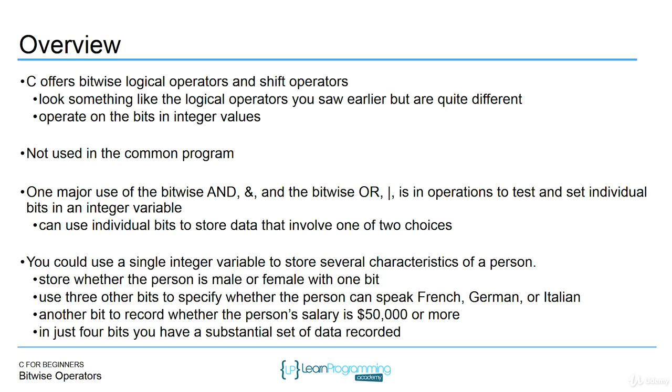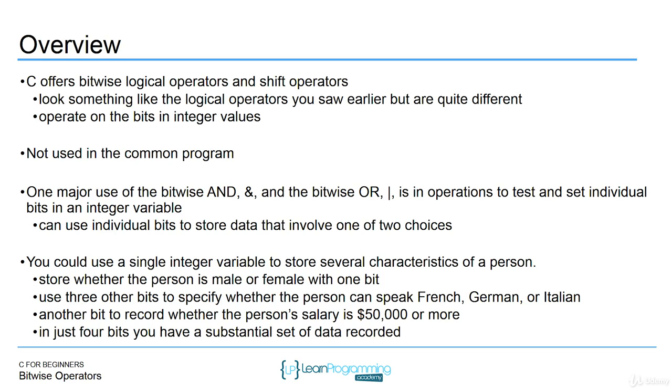Then you could use 3 bits to specify whether the person can speak French, German, or Italian. So one bit could represent French. If it's 0, that means they don't speak French. If German is 0, that means they don't speak German. If it's 1, it means they do speak German. So by turning these bits off and on, setting them to 1 or 0, you can represent a lot of data. You could have another bit to record whether the person's salary is $50,000 or more. If it's 1, it's true, yes, it is. 0, false.